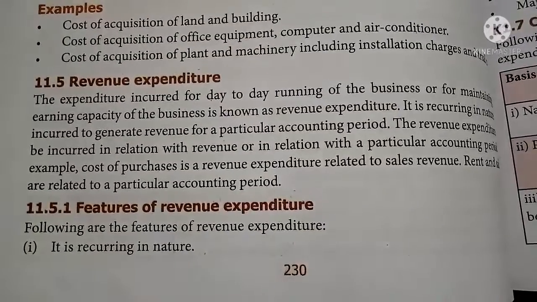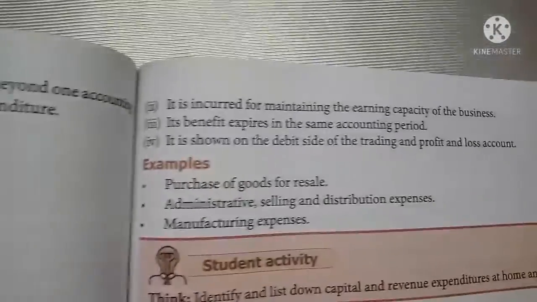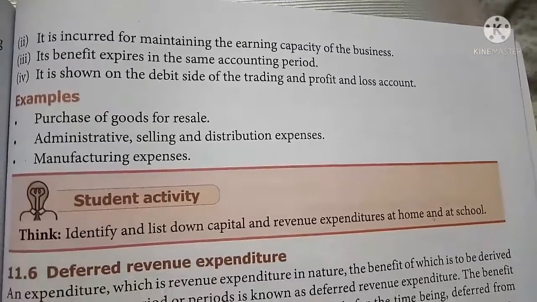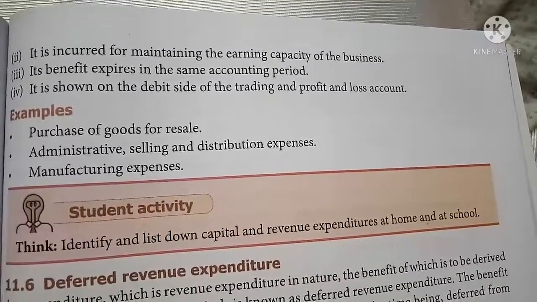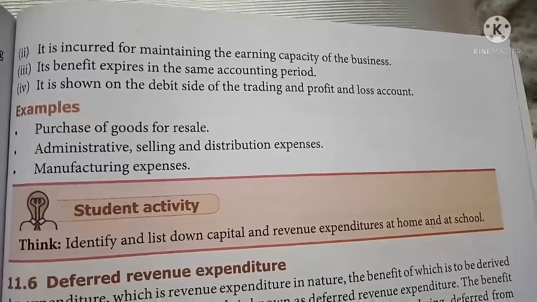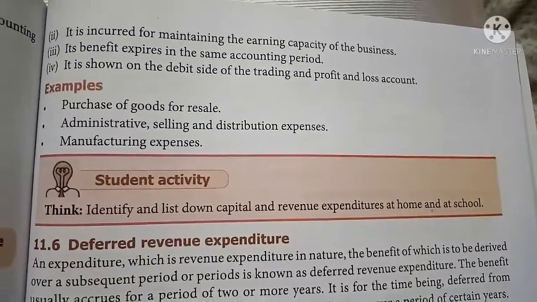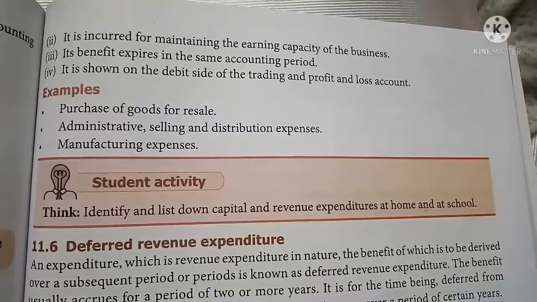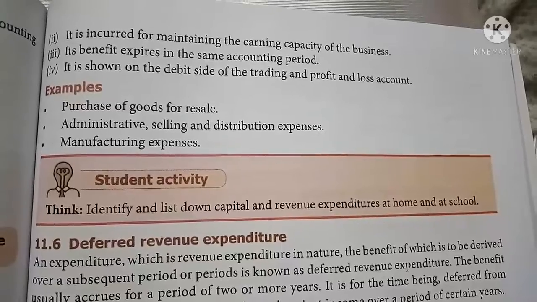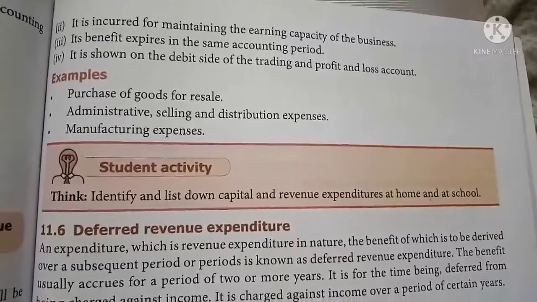Features of revenue expenditure: it is recurring in nature, and it is incurred for maintaining the earning capacity of the business. Its benefit expires in the same accounting period. If you spend some amount of revenue nature, the benefit will arrive in the relevant year itself. It is shown on the debit side of the profit and loss account and trading account. That is, purchase of goods for sale, administrative expenses, selling and distribution expenses, and manufacturing expenses are all revenue expenditure.